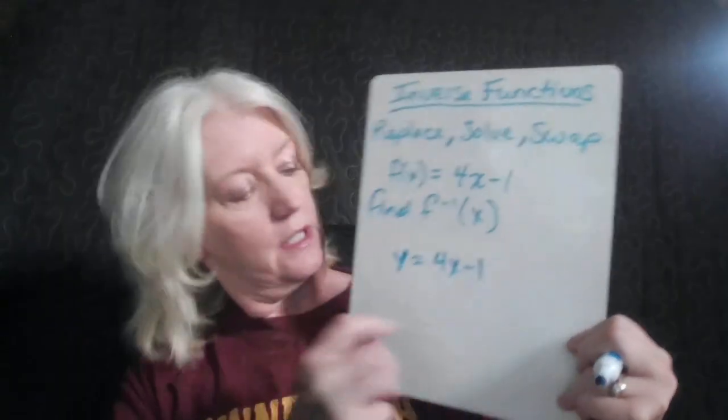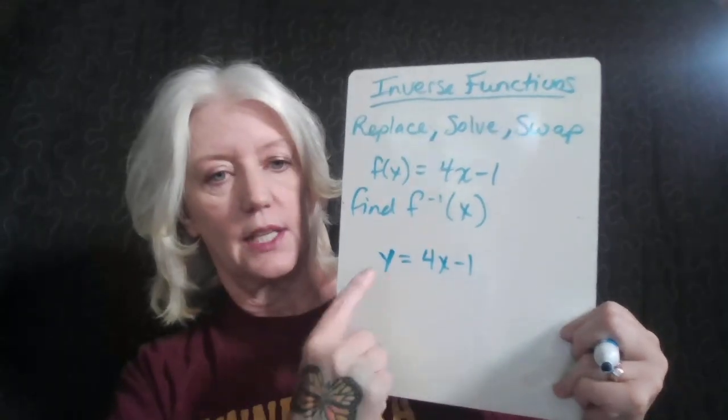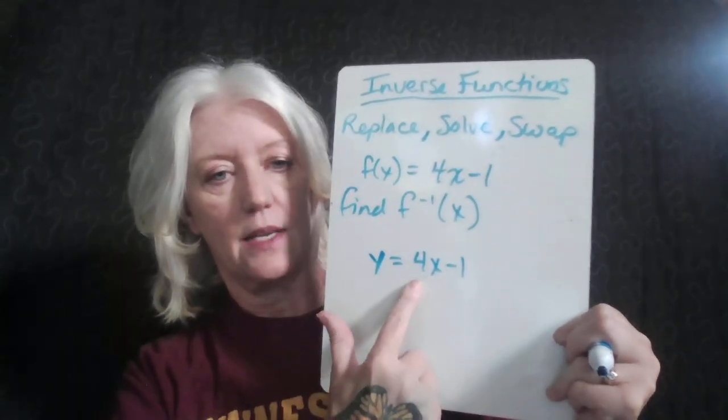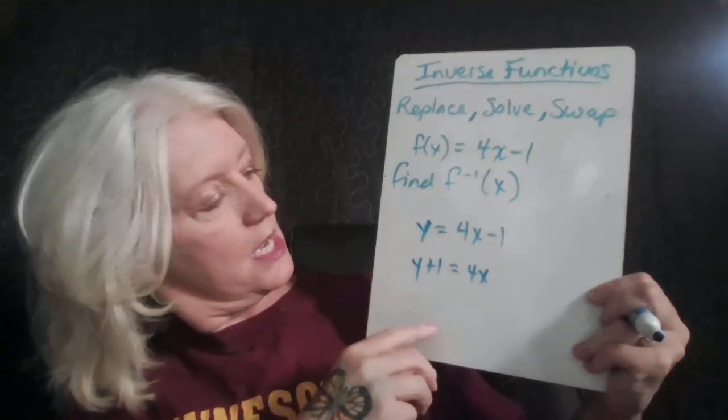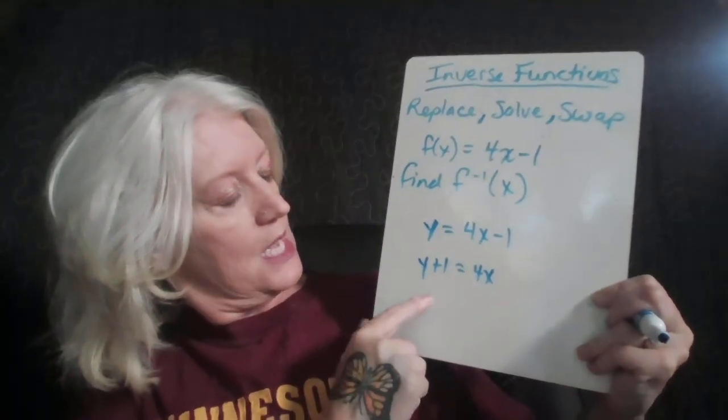Then we solve. We solve for x because currently this is solved in terms of y. Now we have to solve it in terms of x. So we're going to add 1. Y plus 1 equals 4x. I'm not showing all my steps on this because you've solved a million equations by now. I'm just adding 1 over here. Then I need to divide by 4. So I get y plus 1 divided by 4 equals x.